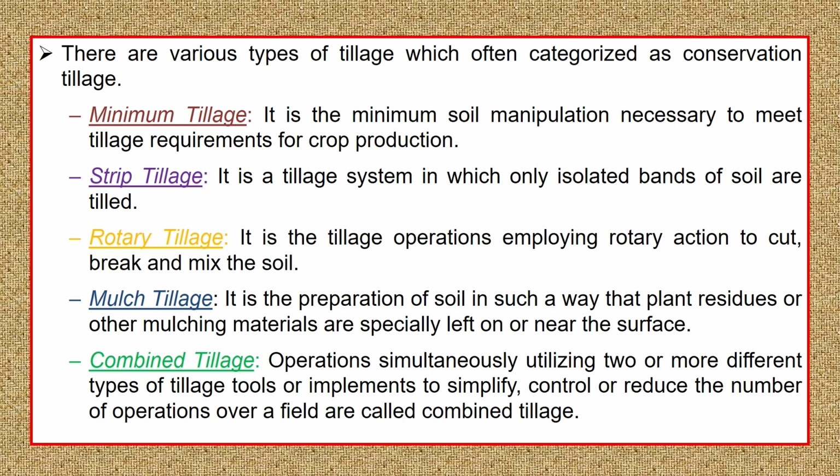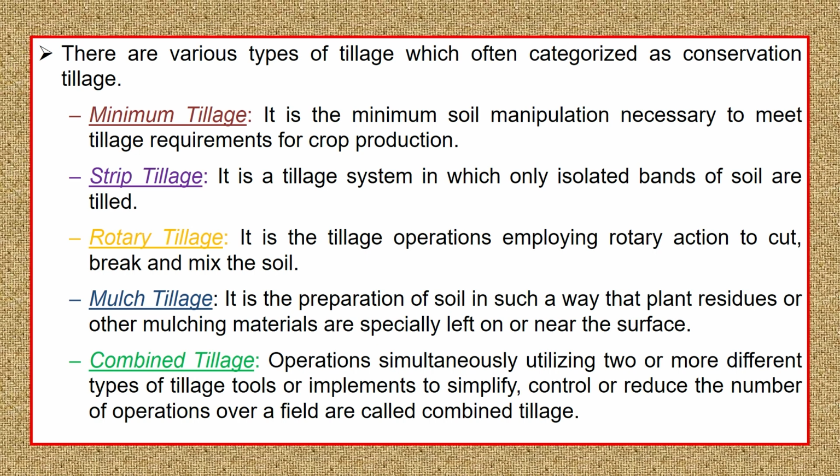Strip tillage is the system in which only isolated strips of soil are tilled. So strip tillage, as its name suggests, the plowing is done in strips, not the whole land. Instead of plowing the whole land, only a strip of land is plowed, and in that plowed strip the seed will be sown. Again, this also comes under conservation agriculture or conservation tillage, where we conserve the residual moisture in the soil by not disturbing it.